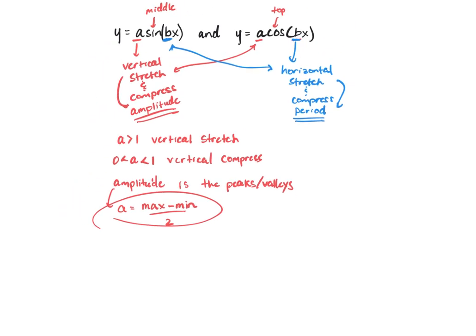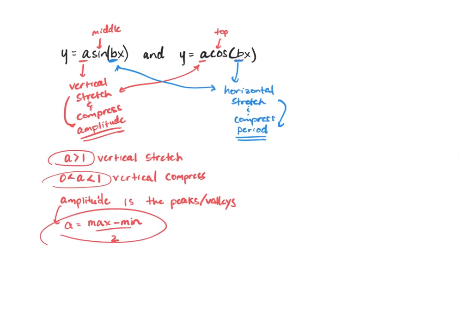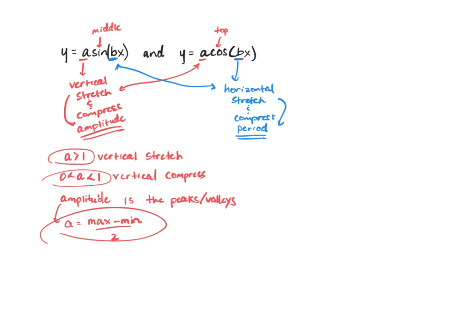We're going to change it, make it a bigger radius if A is bigger than 1, or make the radius smaller than 1. And what we're going to do is change how far up and down sine and cosine go. So that is amplitude. The value B is a horizontal stretch or compress.